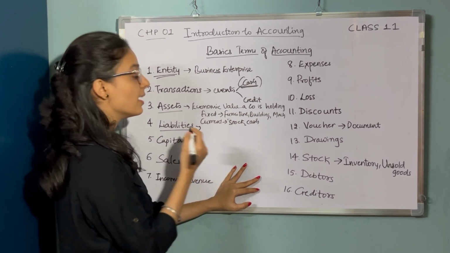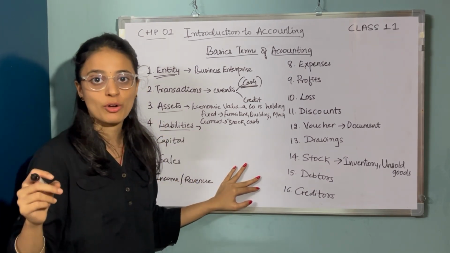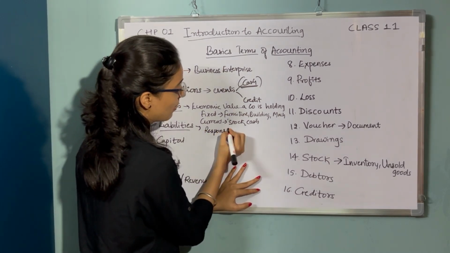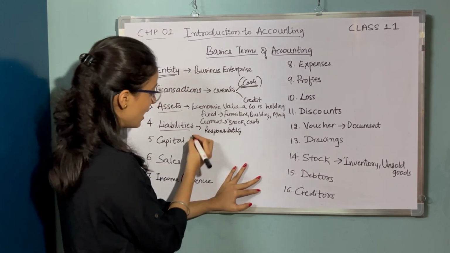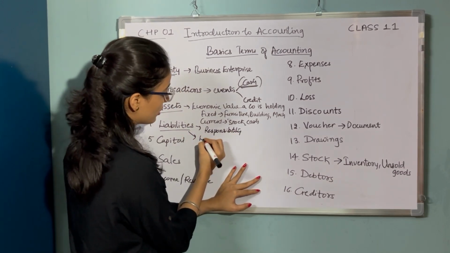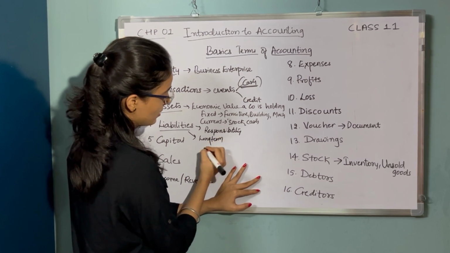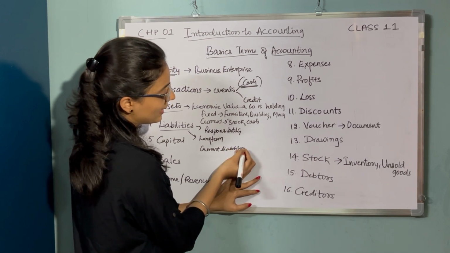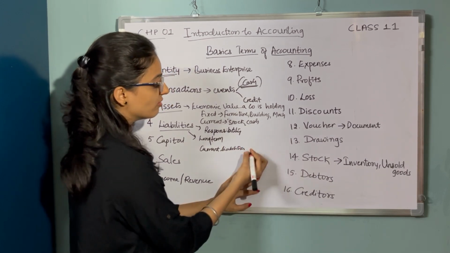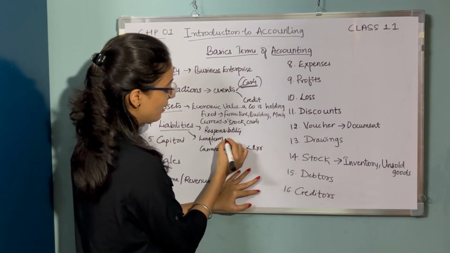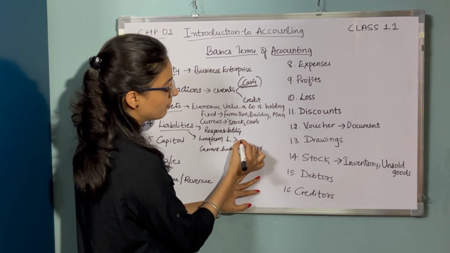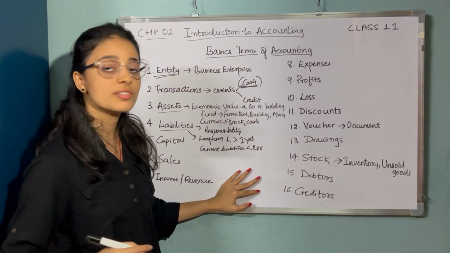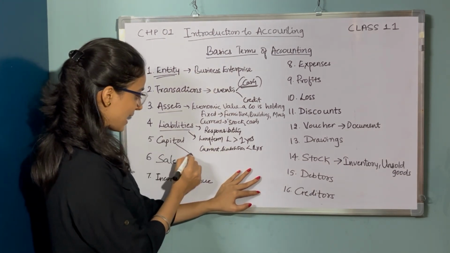Next is liability. Liability is something where the company is responsible to pay off. So it is the responsibility of the company in simple terms. Again, the liabilities are long-term liabilities and current liabilities. Current liabilities are those the company has to pay off within less than 1 year, and long-term liabilities are those the company can pay off after more than 1 year. Next is capital.